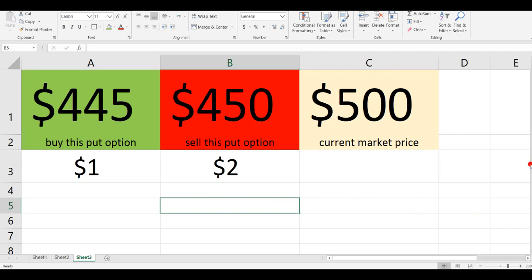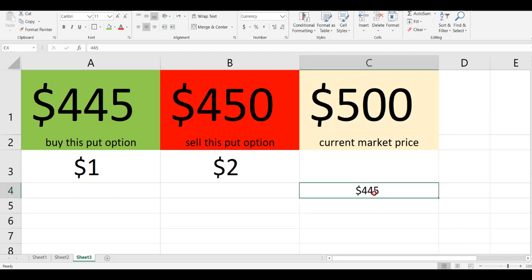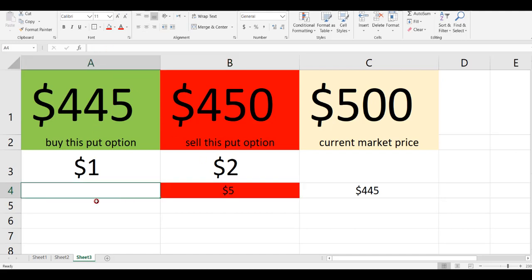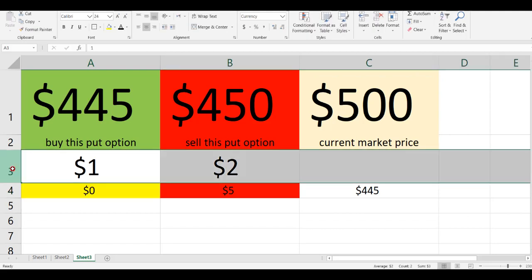But what's your max loss? Well, first of all, your max loss is achieved if the stock is trading way below $445 come expiration. If it's trading at $445 or lower, you achieve max loss. What is this max loss? If the stock is trading at $445 at expiration, this put option here is going to be worth $5 because it is $5 in the money. This put option here, it is at the money, so it's going to be worth $0. So when you open the trade, you collected $1, but then when you close the trade, you're going to pay $5. So you end up losing $4 on the trade.